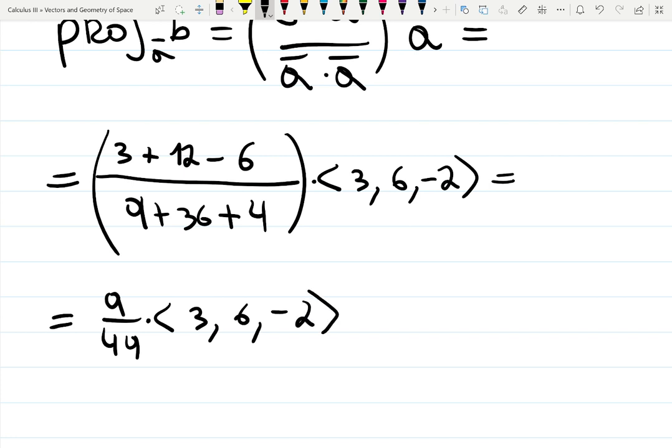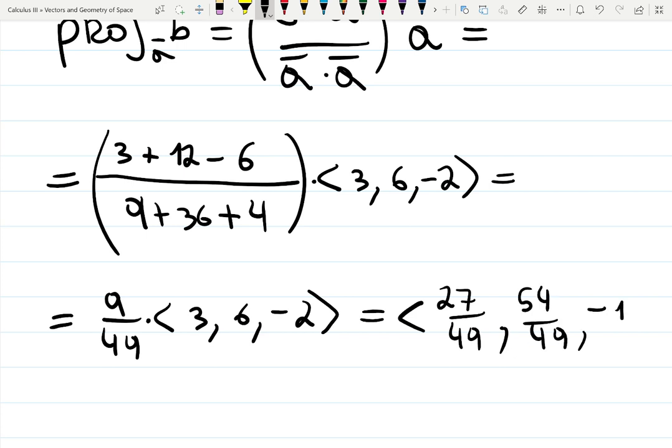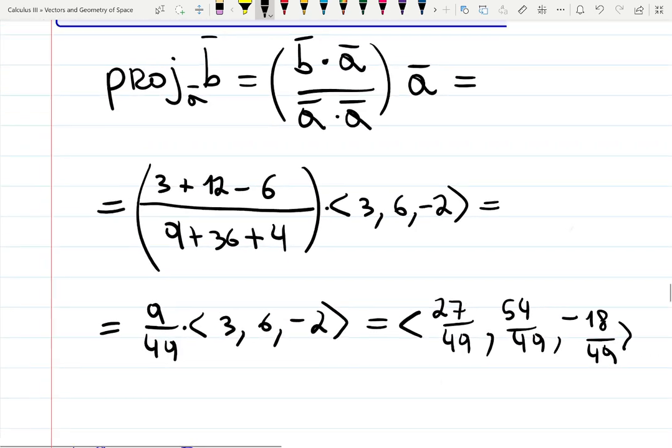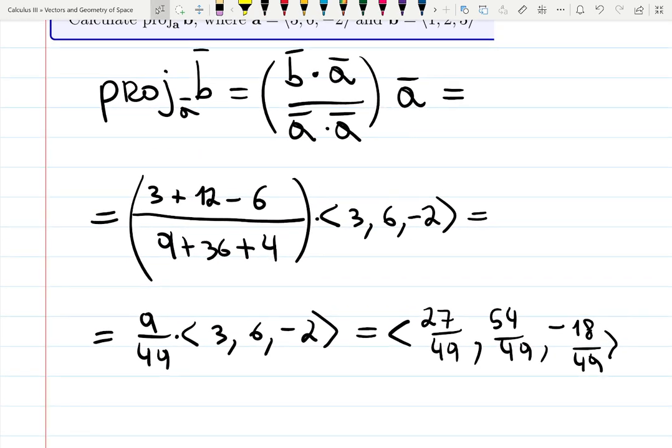And now, what is the answer then? How do we proceed, do you know? Is the answer a number or a vector? Vector, and you just distribute this number: 27 over 49, 54 over 49, minus 18 over 49. That is the vector projection of B on top of A. Not too bad, not too bad.